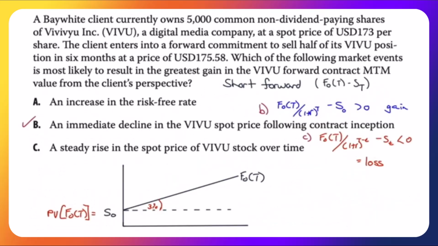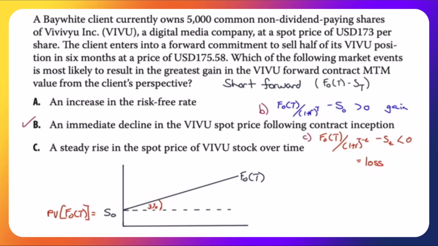A Bay White client currently owns 5,000 common non-dividend paying shares of VIVU, a digital media company, at a spot price of $173 per share. Client enters into a forward commitment to sell half its VIVU position in 6 months at a price of $175.58 US. Which of the following market events is most likely to result in the greatest gain in the VIVU forward contract mark-to-market value from the client's perspective?